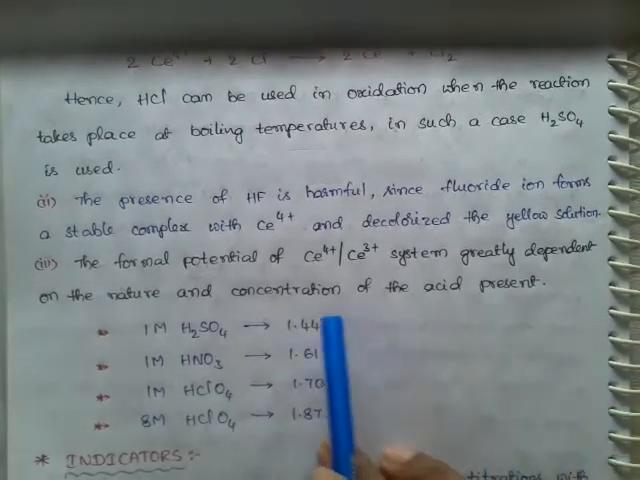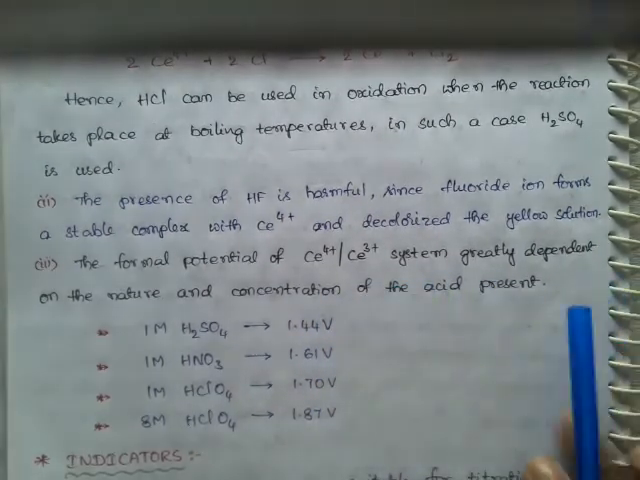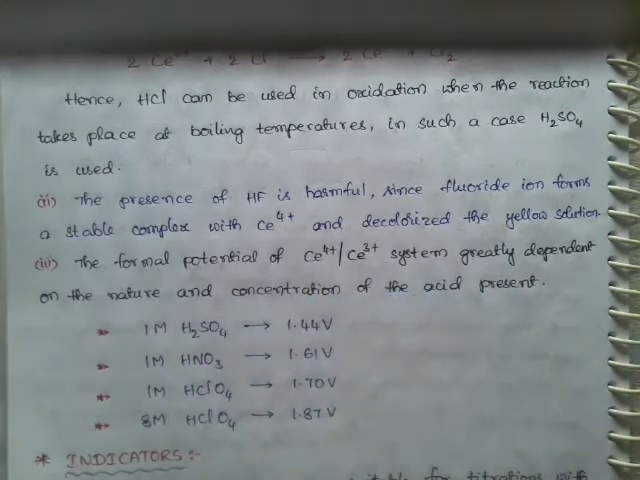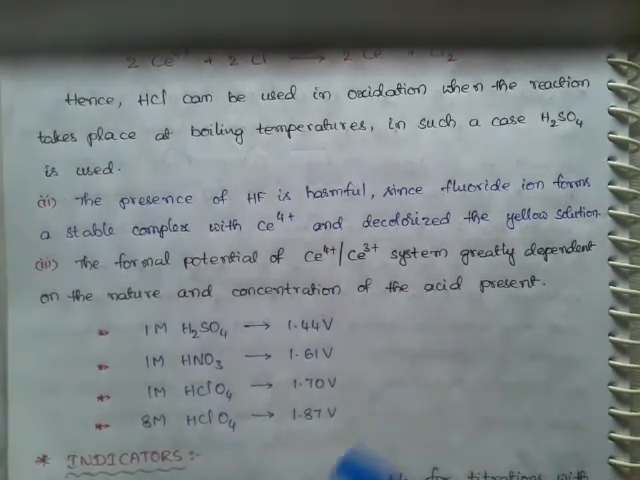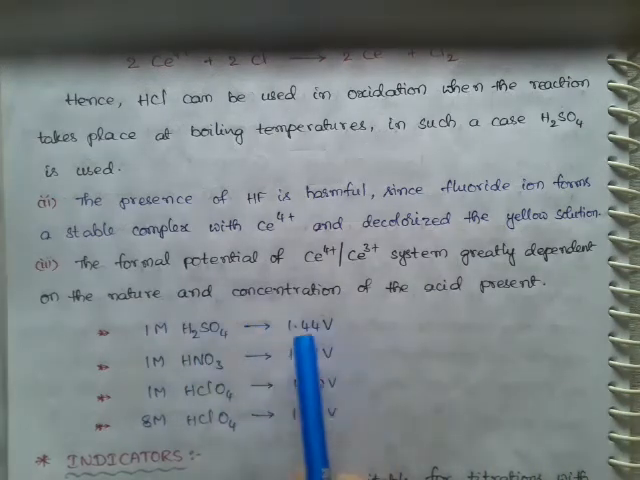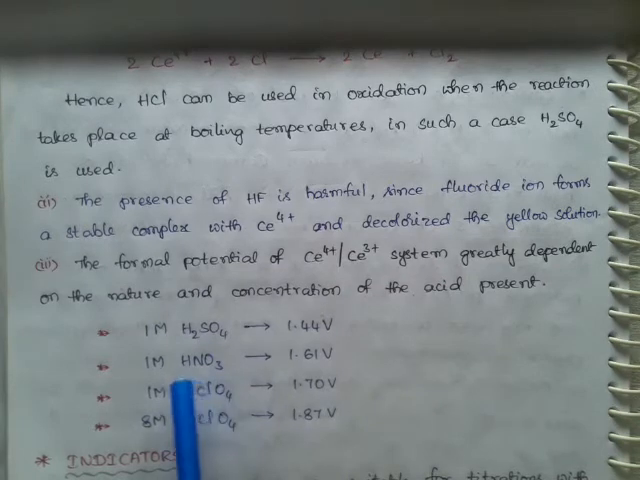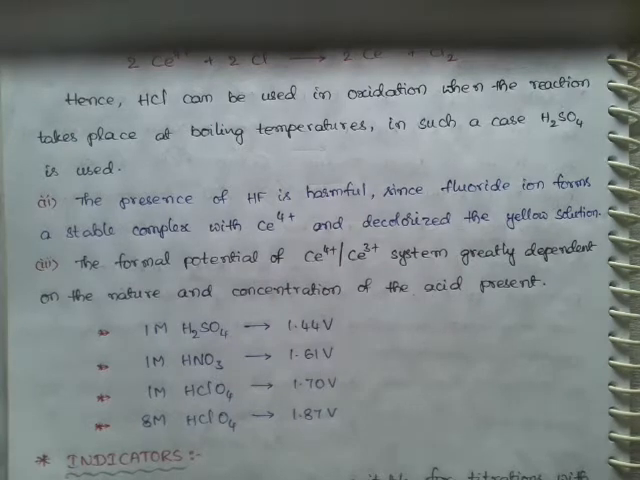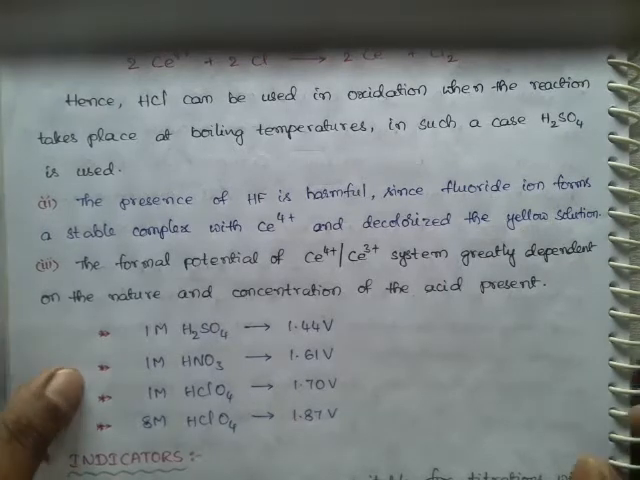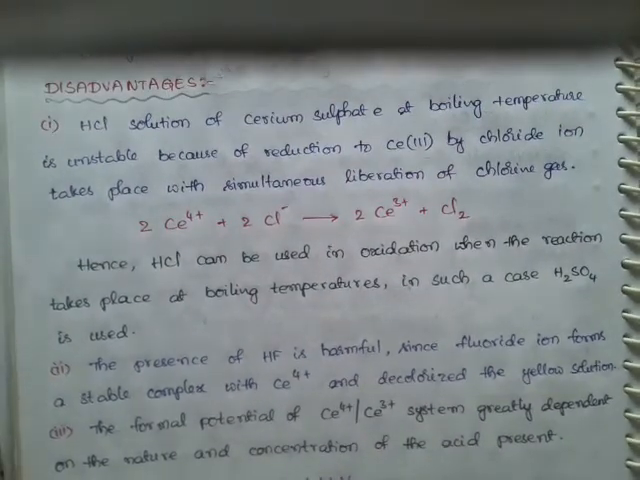Next, the formal potential of the cerium 4 cerium 3 system is greatly dependent on the nature and concentration of the acid present. Why? Because by varying the concentration of the acid, by varying the acids, the potential value will be varied. For example, 1 molar H2SO4 produces 1.44 volts. 1 molar HNO3 produces 1.61 volts of formal potential. 1 molar perchloric acid produces 1.70 volts. 8 molar perchloric acid produces 1.87 volts of formal potential. So these are the disadvantages of cerium 4.